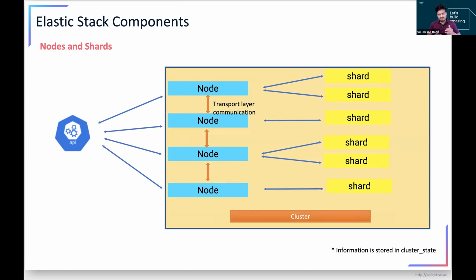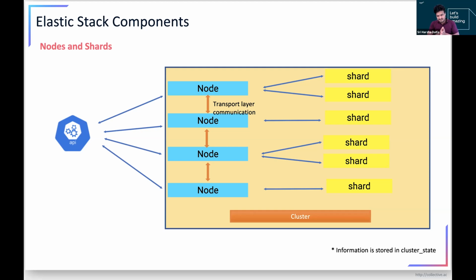They also know which shard contains what. When they get a request from an API asking about a document in a particular shard, they just need to communicate with each other to identify where the shard is, get the data out of it, and send it back. This whole thing is called a cluster.